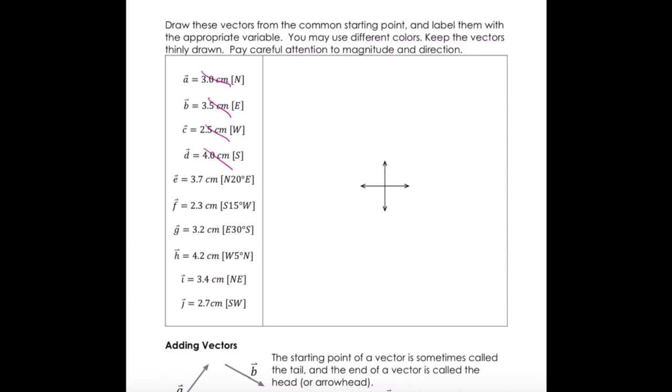Okay, if we were doing E, it would be 3.7 centimeters north, 20 degrees east. So this is our E vector. This would be the 20 degrees, because here we're starting from the northern boundary, and we're going to go east 20 degrees.